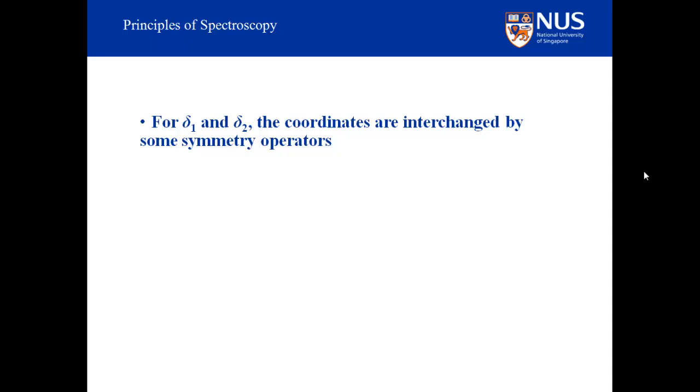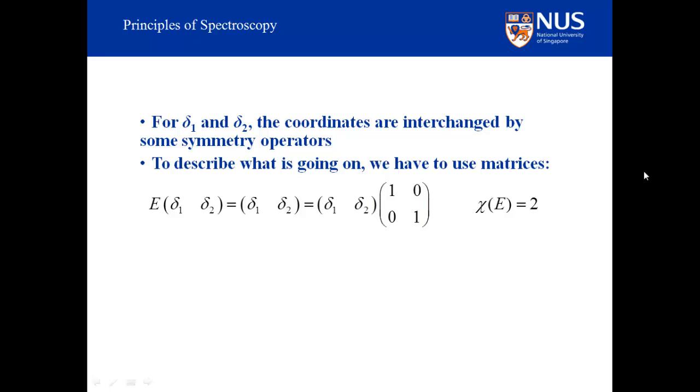For delta 1 and delta 2, the coordinates are interchanged by some of the symmetry operations. Because of this, we must consider these coordinates together, and we cannot consider them separately. To describe what is going on, we need to use matrices. But don't panic. The reason I show the matrices is to show formally how to determine the character of the symmetry operation for a particular representation. As you will see shortly, there is a shortcut, which will mean that you will never have to identify the matrices themselves.